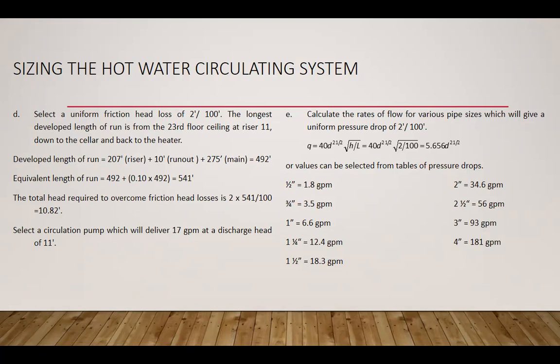So this is your table: 1/2 inch is 1.8 GPM, 3/4 inch 3.5 GPM, 1 inch 6.6, 1 and 1/4 is 12.4 GPM, 1 and 1/2 is 18.3, 2 inches 34.6, 2 and 1/2 is 56 GPM, and so on. For the 3/4, what you substitute is the inside diameter, which we have in a table.